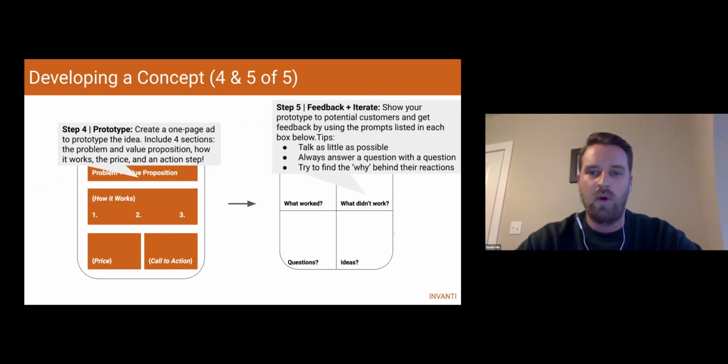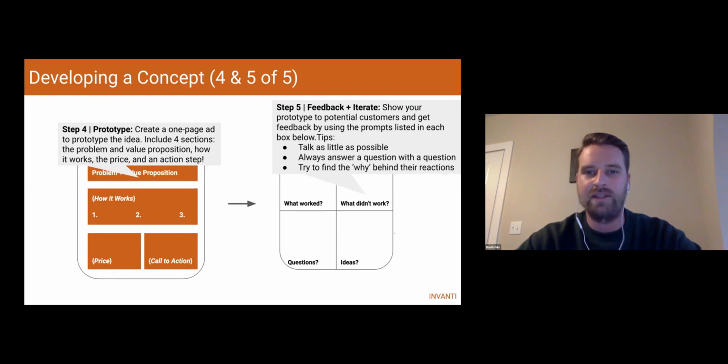And then the third point is just try to ask always why. So if someone says, yeah, no, that really doesn't make sense to me, I don't like that, make sure you're following up with, could you tell me more about that? Why doesn't that make sense to you? The goal being to get as much rich information as you can.